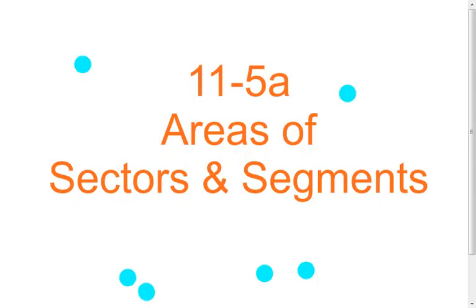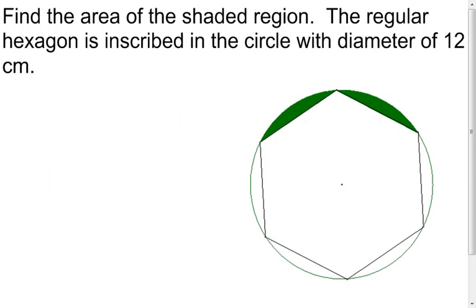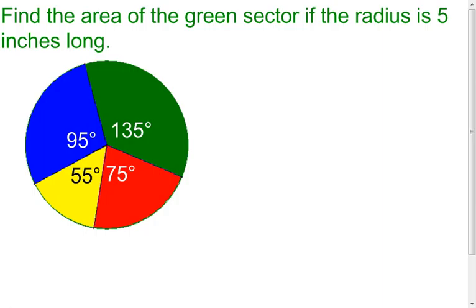Here I have two examples, one dealing with finding the area of a sector, and in the next one I'm going to find the area of a couple segments in a circle. So the first one, I want to find the area of the green sector. So I think back to my formula.